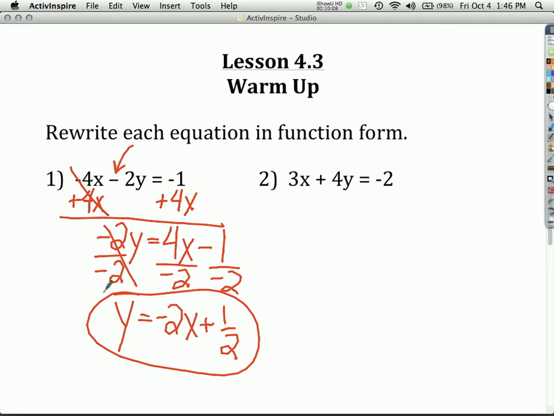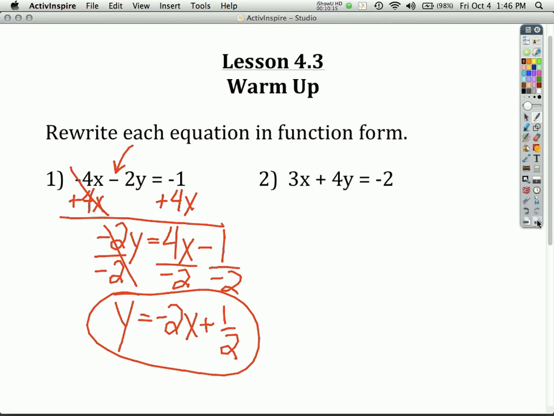Concerns? Okay. No other questions or comments? Okay, put the warm-up to the side.